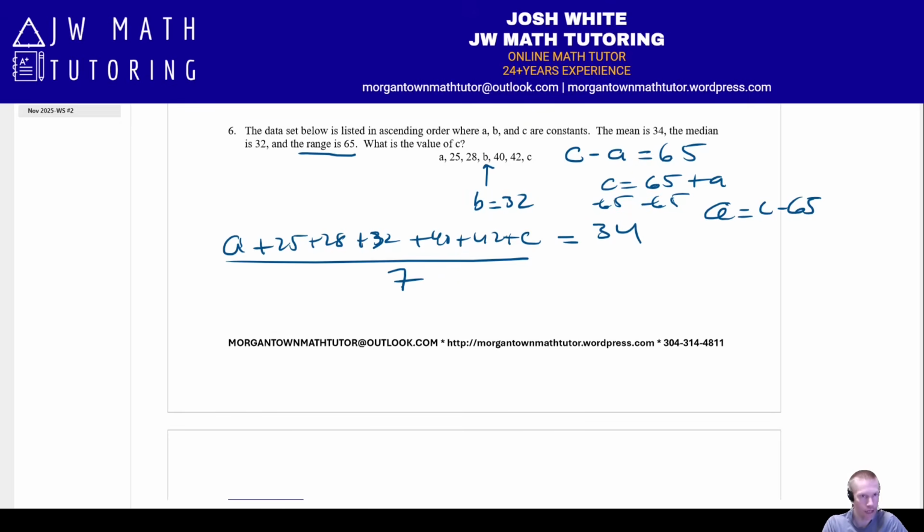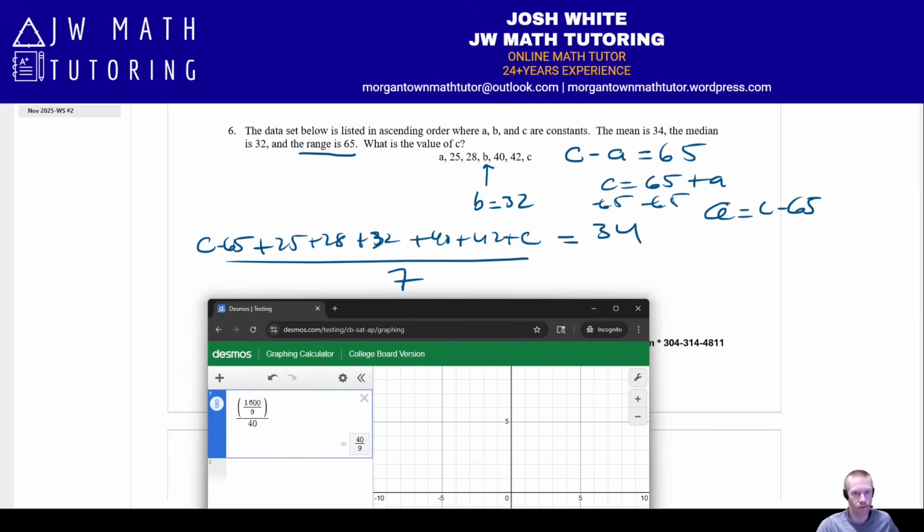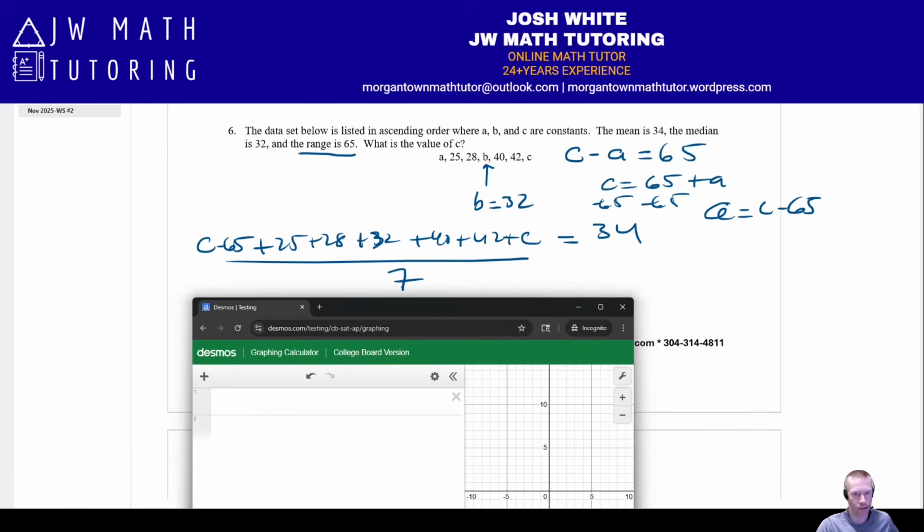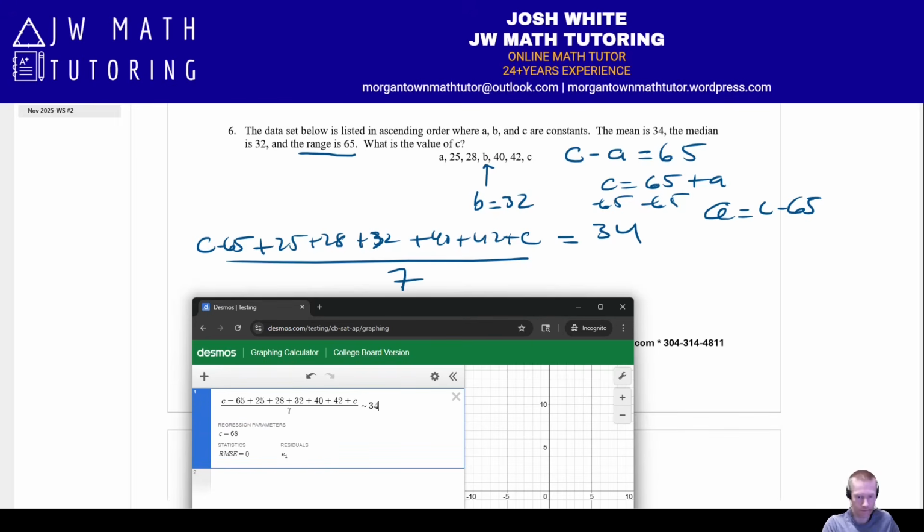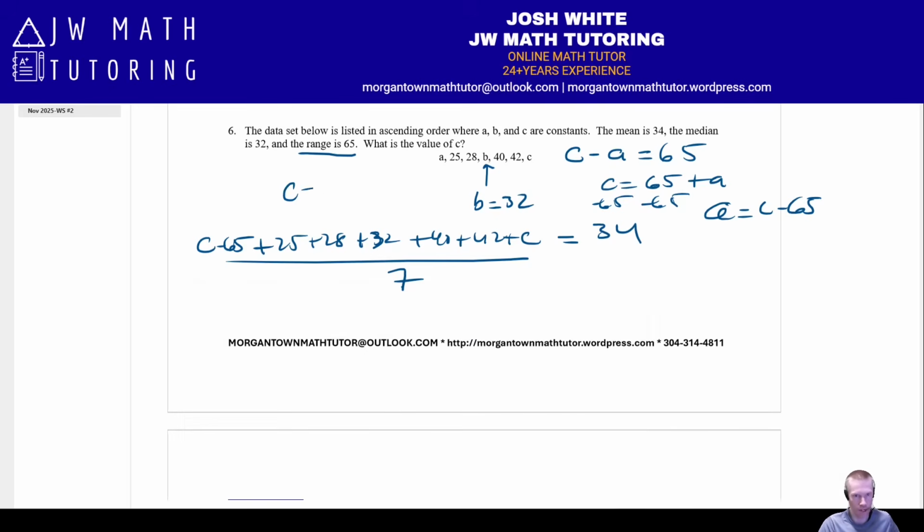And I can take that and replace it in here for C. Now you have an equation you can solve. I'm not going to bother doing this by hand because we can just go to Desmos and type the whole thing in. If we want to keep using C, then I'm just going to use regression. So it's going to be C minus 65 plus 25 plus 28 plus 32 plus 40 plus 42 plus C, divided by 7, tilde 34. So the value of C is 68. That's your answer. That is what you would type in.